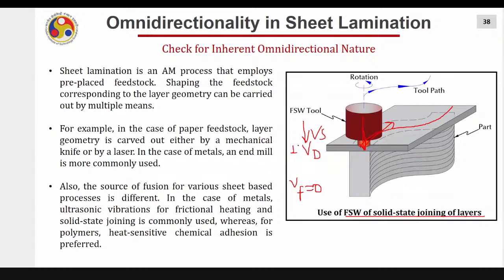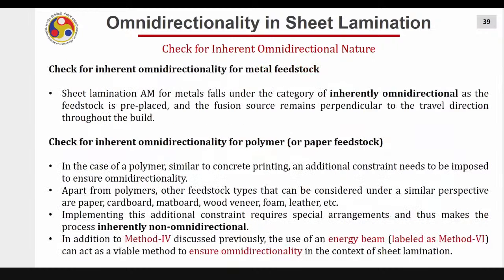So the source of fusion is perpendicular. The process is omnidirectional for joining, but the process may not be omnidirectional for cutting. Why? Let me just tell you. Let us check for metal deposition inherently. Metal deposition is inherently omnidirectional. Let us check for cutting.